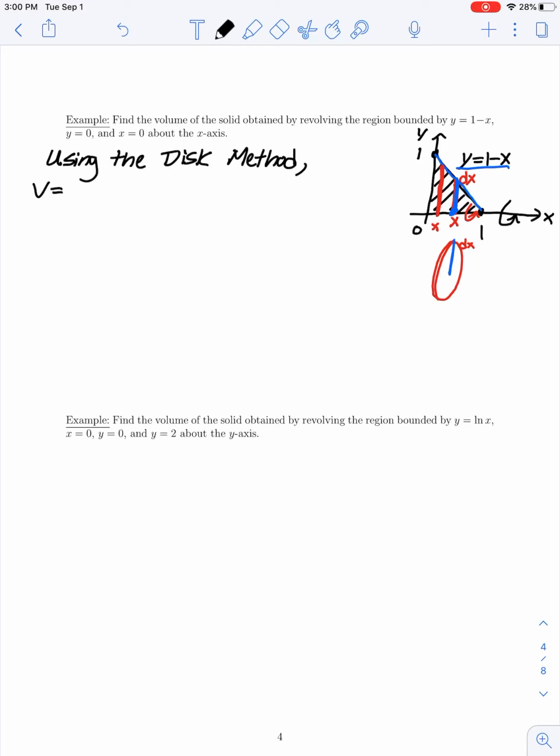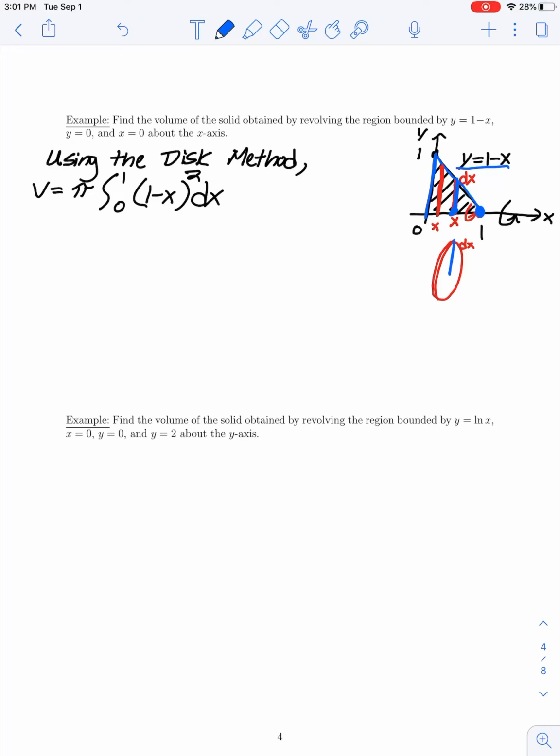The volume of our solid is found by integrating pi r squared, where the radius of our disk is given by the function 1 minus x. So we've got pi times 1 minus x squared with respect to x, over the x interval, in this case from 0 to 1. So we can see that one edge of our solid corresponds to x equals 0, and then we can take slices up until we hit x equals 1.